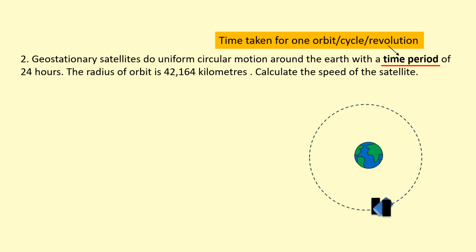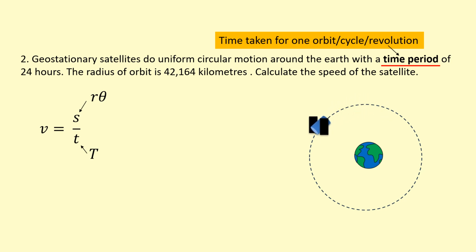Okay, the radius of the orbit is given in kilometers. We're asked to calculate the speed of the satellite. So speed is distance divided by time. So in this S here, you could use arc length, which is r theta, but we're given the time period, which is capital T. So in one time period, it's going to do one whole rotation.